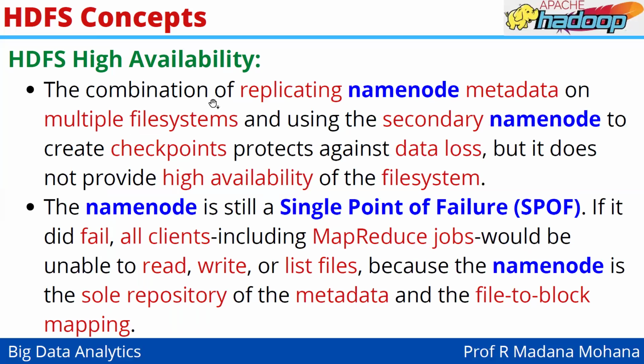The combination of replicating name node metadata on multiple file systems and using the secondary name node to create checkpoints protects against data loss. But it does not provide high availability of the file system. The name node is still a single point of failure. If it did fail, all clients, including MapReduce jobs, would be unable to read, write, or list files because the name node is the sole repository of the metadata and the file-to-block mapping. That's why the name node is very, very important.